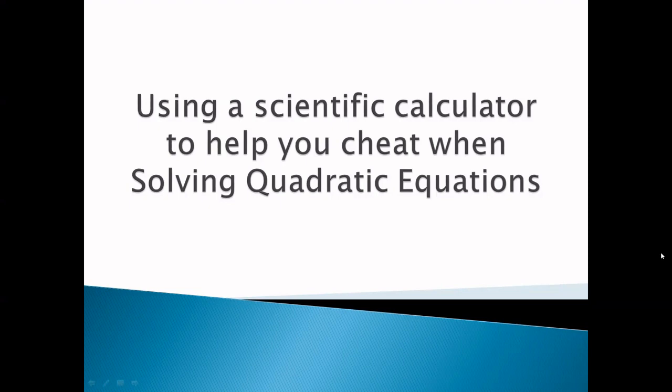Today I'm going to teach you how to use a scientific calculator to help you cheat when solving quadratic equations. Now, sometimes the factorization can be quite difficult, so using a scientific calculator can help you work backwards to get the answer faster. Every country will have their own version of the scientific calculator that's approved by the examination board. Please make sure you learn how to use this quadratic function in your calculator so that you can get the answer much faster.